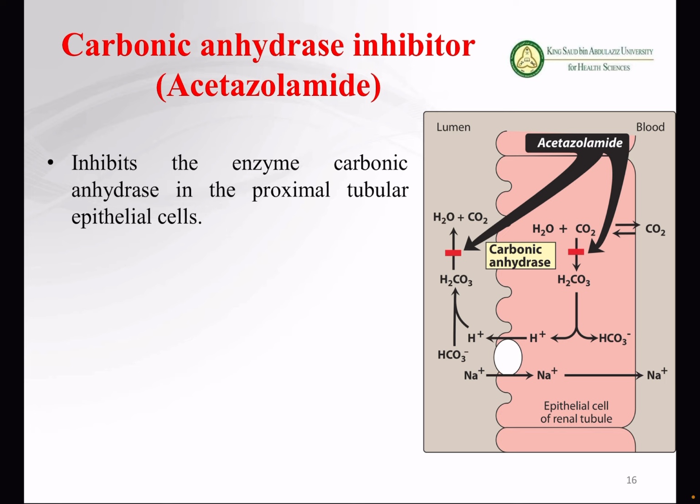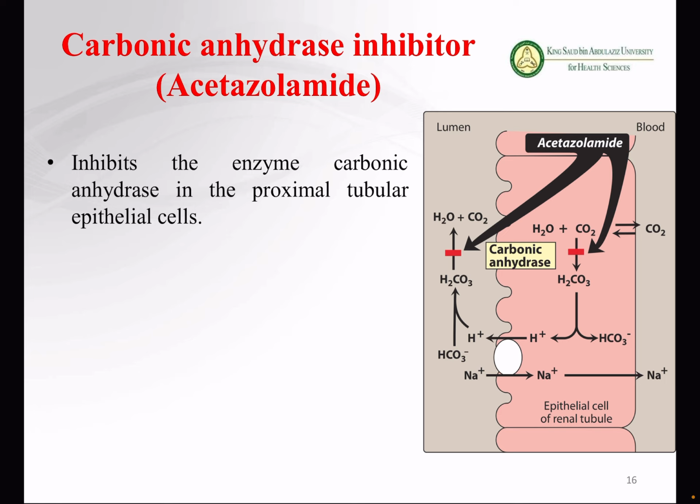Now you will see that since these drugs stop the breakdown of carbonic acid, we have more carbonic acid in the epithelial cell of the renal tubule, and we lose the bicarbonates. Are you getting me? We lose the bicarbonates because these drugs stop the breakdown. Because of this, one of the main adverse effects of acetazolamide is metabolic acidosis. Is it clear? Or do you want me to repeat?